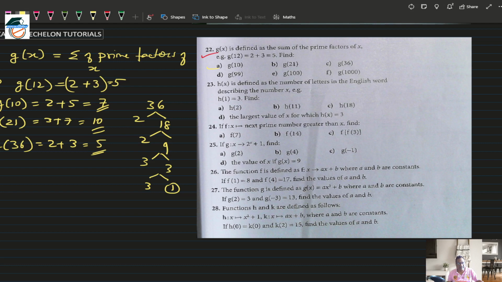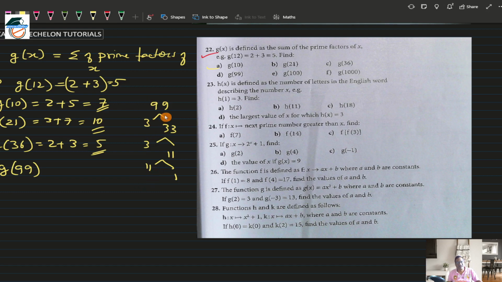Now D will be g of 99, right? 99. So again, let us try to find out the prime factors of 99. Starting with the tree diagram, 99 will go into 3 times 33. This will go again 3 times 11, and this will go 11 times 1. So the prime factors of 99 happen to be 3 and 11. So 3 plus 11 is equal to 14. That's the answer for D.